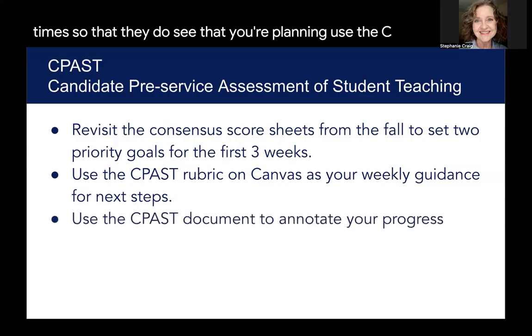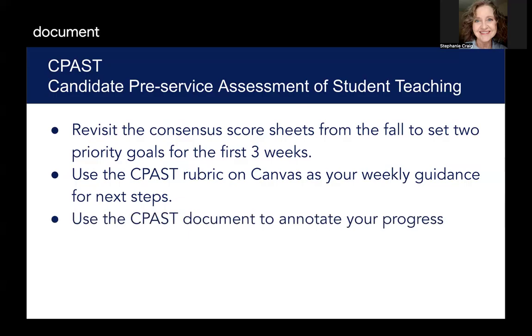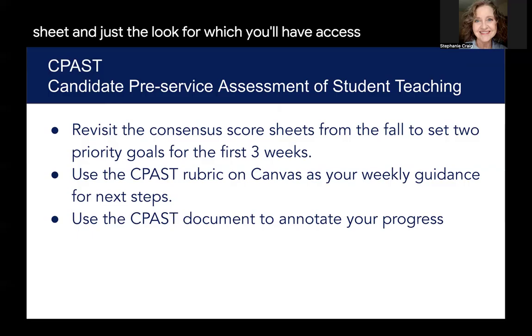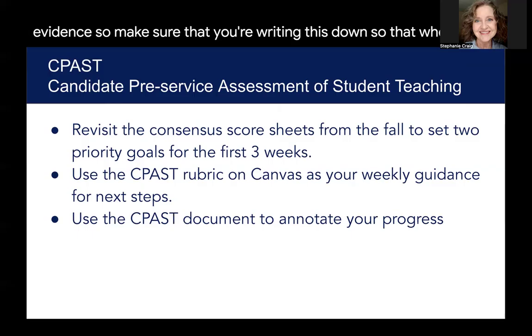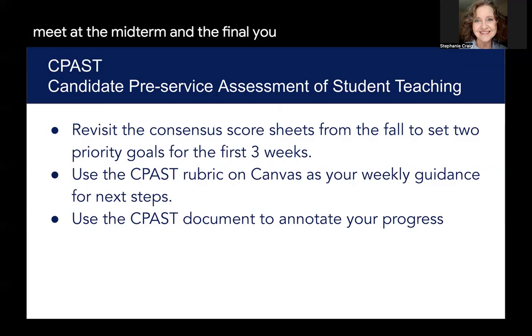Use the CPAST to document those things to show evidence. You could have a separate sheet and just the look-fors, which you'll have access to before you start. It'll show you different ways that you can collect evidence. So make sure that you're writing this down, so that when we meet at the midterm and the final, you have examples of when you have met the different criteria under one of the pieces of the CPAST.